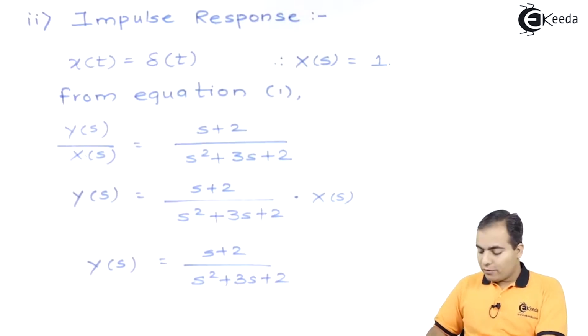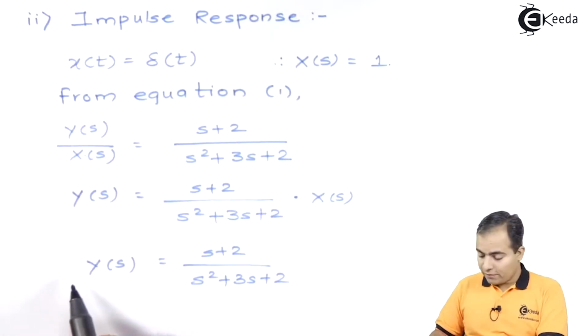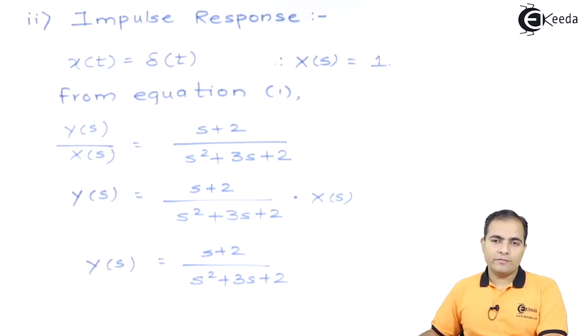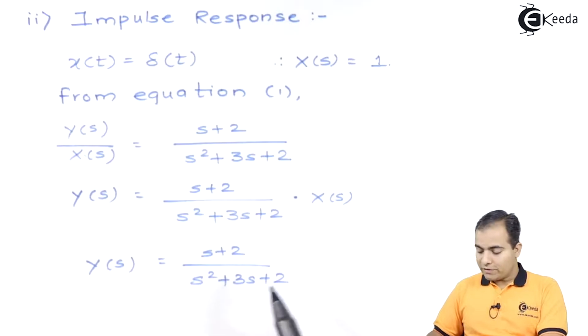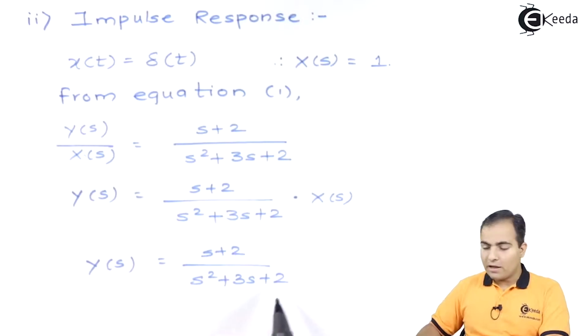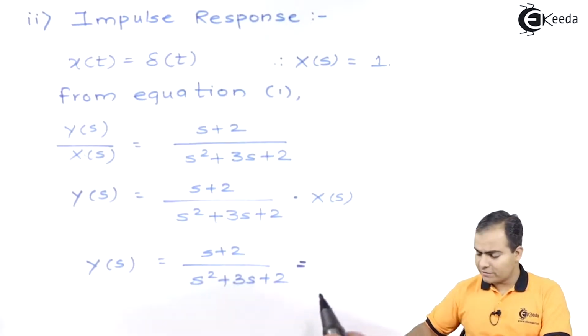Now I want to calculate the response. Response means I want to transform this Y(s) into the time domain, that is y(t). How to transform this Y(s) into the time domain? If you find the inverse Laplace transform of this Y(s), then you will get the answer in y(t). For that, first of all, you have to calculate the partial fraction. For partial fraction, the first important thing is factors, and then we'll move on to partial fraction. So what will be the factors of this equation? Here the last term is 2 and the middle term is 3. So 2 into 1 is 2 and 2 plus 1 is 3, which means our factors are 2 and 1.